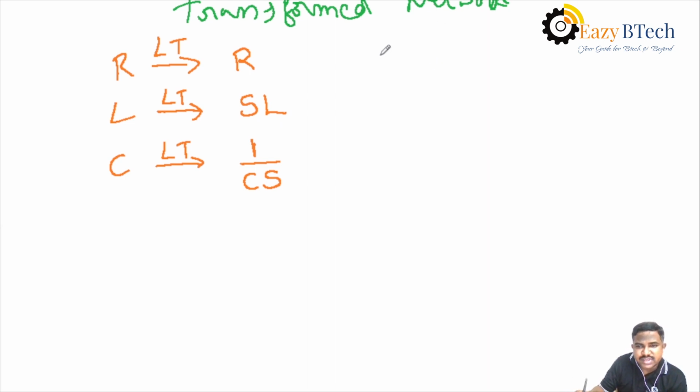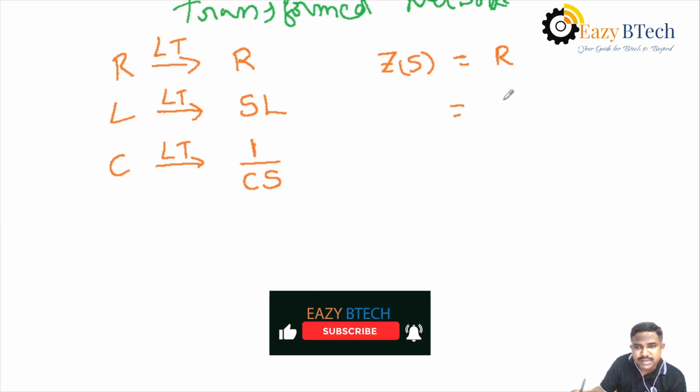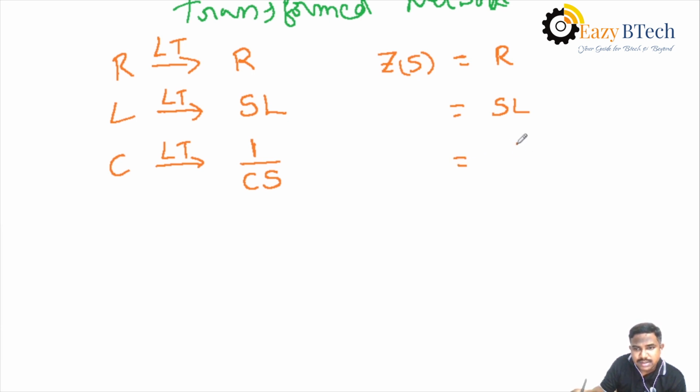Then, if the circuit is in impedance form, then for resistance, it is also R. Suppose it is inductance, the impedance is S into L. For capacitance, the impedance is 1 by Cs. That is, all elements we have to calculate in the form of impedance, or all the elements we have to calculate in the form of admittance.